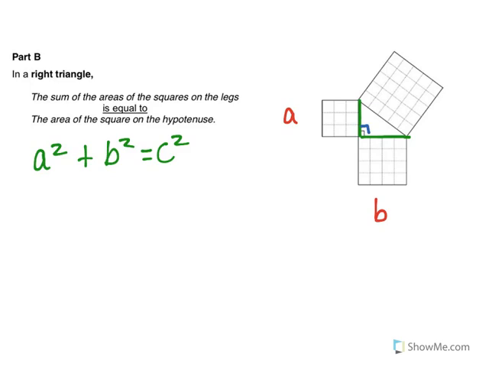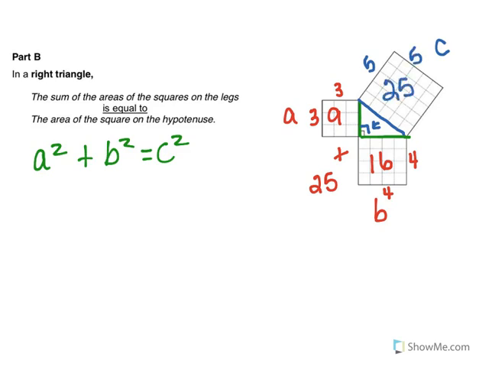So if I look at leg A, I have side length 3, side length 3. Multiply those together, I have 9. Leg B, I have 4 and 4. Multiply them together, I have 16. When I add them, I get 25. And that sum is equal to the area of the square on the hypotenuse. Remember, the hypotenuse is the line directly across from the 90-degree angle. It's also your C. If I look at my side lengths, I have 5 and 5. When I multiply those together, I get 25. So that is how we can model and prove the Pythagorean theorem.